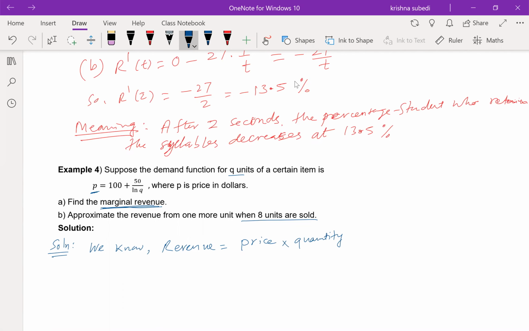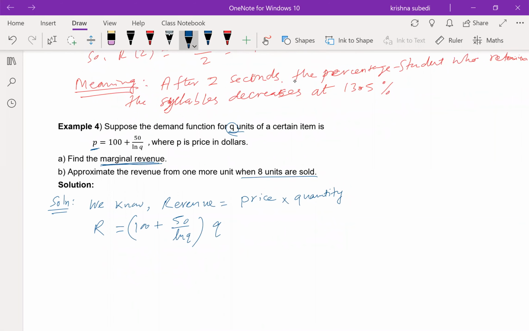Everybody knows that, right? Now, price is P, so I have revenue equals price, P, which is given as 100 plus 50 divided by ln Q. This is your price, times quantity, which is Q. Okay, so that means your revenue function is going to be 100Q plus 50Q over ln Q.